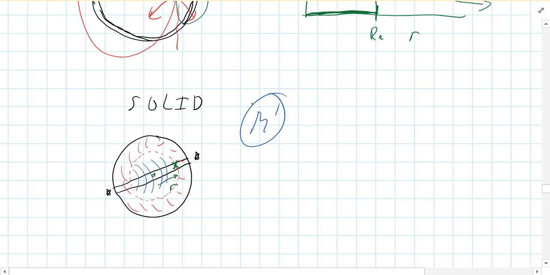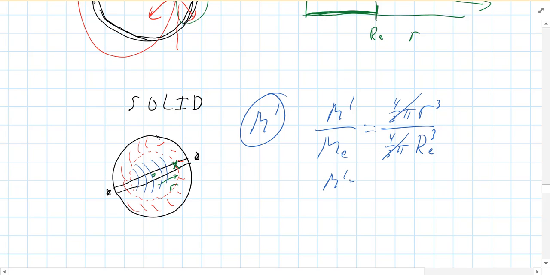Now, how do we calculate that mass? Well, we can do a ratio. The mass of that blue sphere, which we'll call M prime, over the total mass of the planet Earth is proportional to the volumes that they enclose. Volume for a sphere is 4/3 pi r cubed, and this will be over 4/3 pi times the radius of the Earth cubed. Over here, this is the mass of the Earth. Now, obviously the 4/3 pi's drop out, and you get the following: M prime is equal to the mass of the Earth times the ratio of the radii cubed.